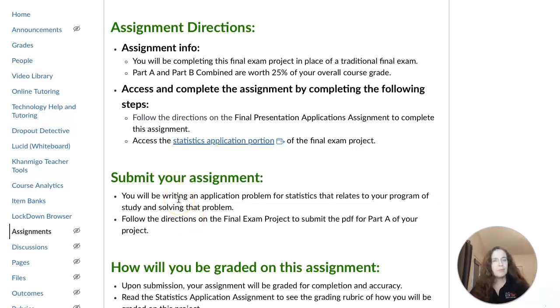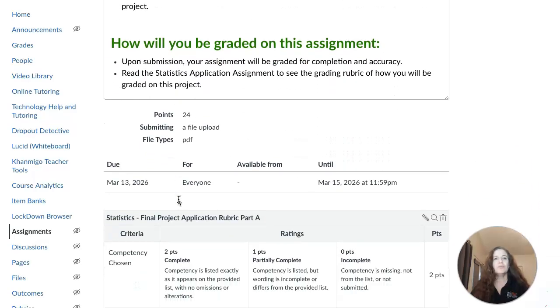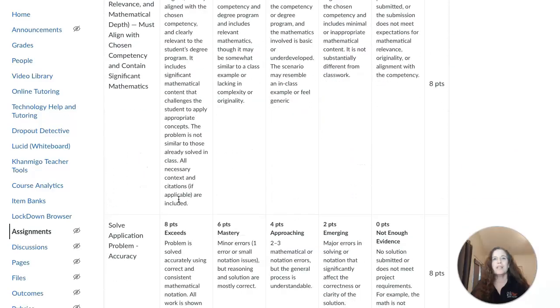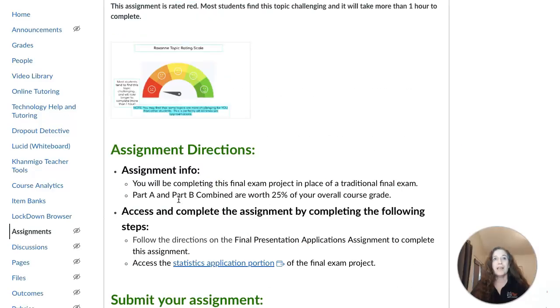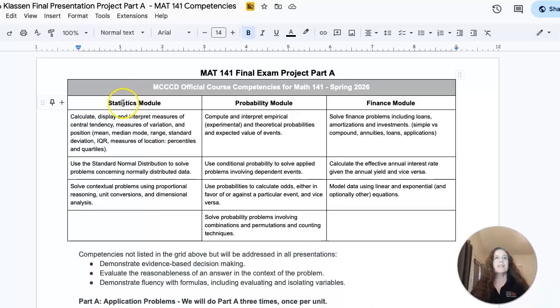So you're going to write an application problem for statistics that relates to your degree program and then solve that problem. And it's graded according to a rubric, and you can see the rubric outlined right here. So you can look at that in more detail. But let's look at what it looks like. So you'll notice that the statistics, probability, and finance are all on this. So you'll see it's very similar for each of the three units.